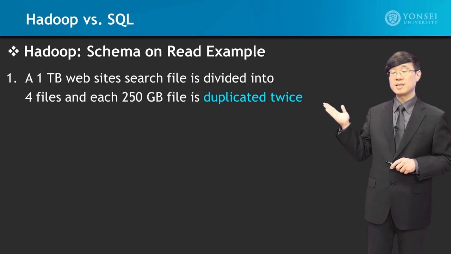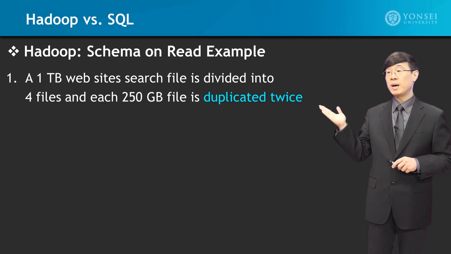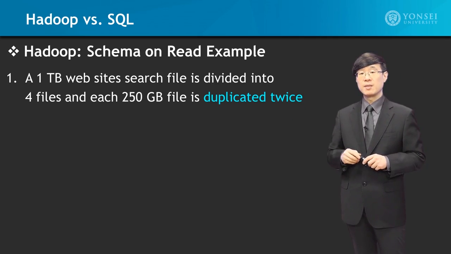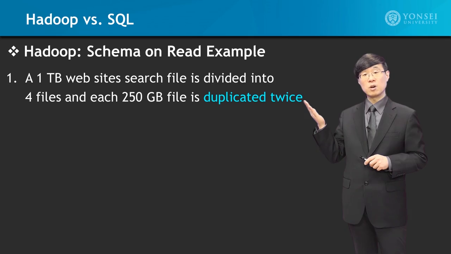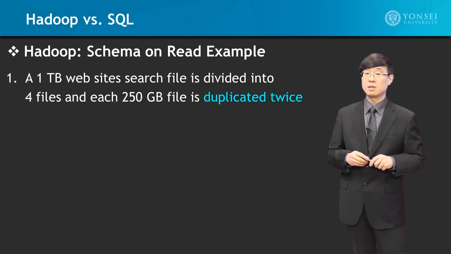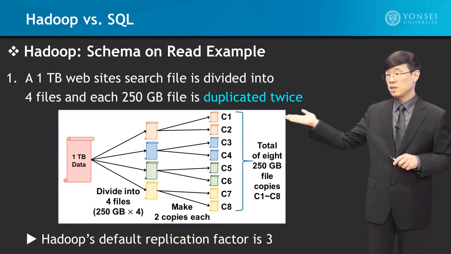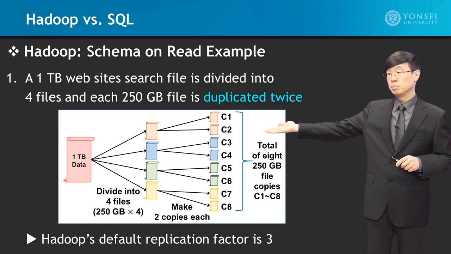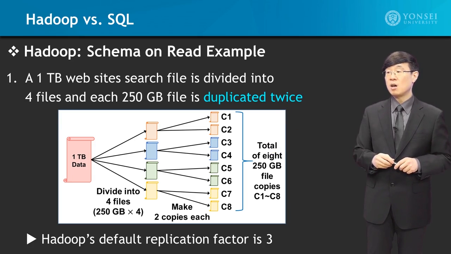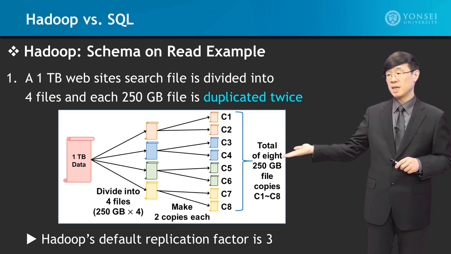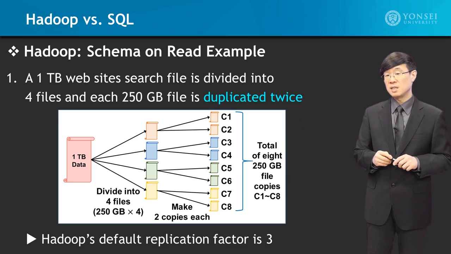A schema on read example is like this. A 1 terabyte website search file is divided into 4 files, so each will be 250 gigabytes. Then we're going to assume a replication factor of just 2 in this example, where 3 is the default, but once again, it can be controlled. As you can see, the 1 terabyte data file is divided into 4, which are pink, blue, green, and yellow, and these are each duplicated twice. So I have copy 1, 2, 3, 4, 5, 6, 7, 8. I have 8 files that need to be processed.